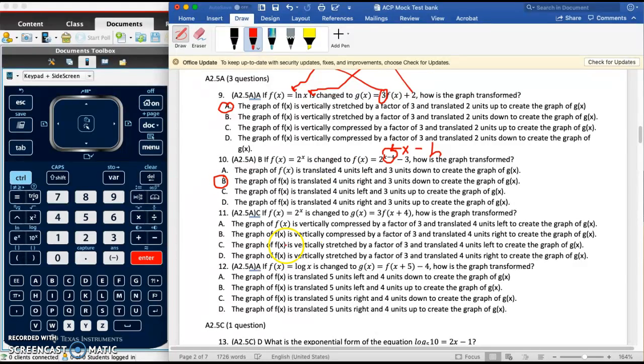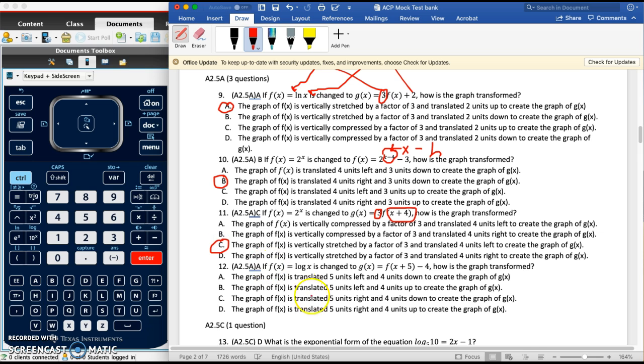Okay? All right, here we go for number 11. So f of x equals 2 raised to the x is changed to 3 f of x plus 4. So the 3 in front means it stretches. The x plus 4 means it moves left 4 because it's opposite, because it's coupled with x there. So we're looking for the one that says left 4 but stretches 3. The only one with that answer is C.